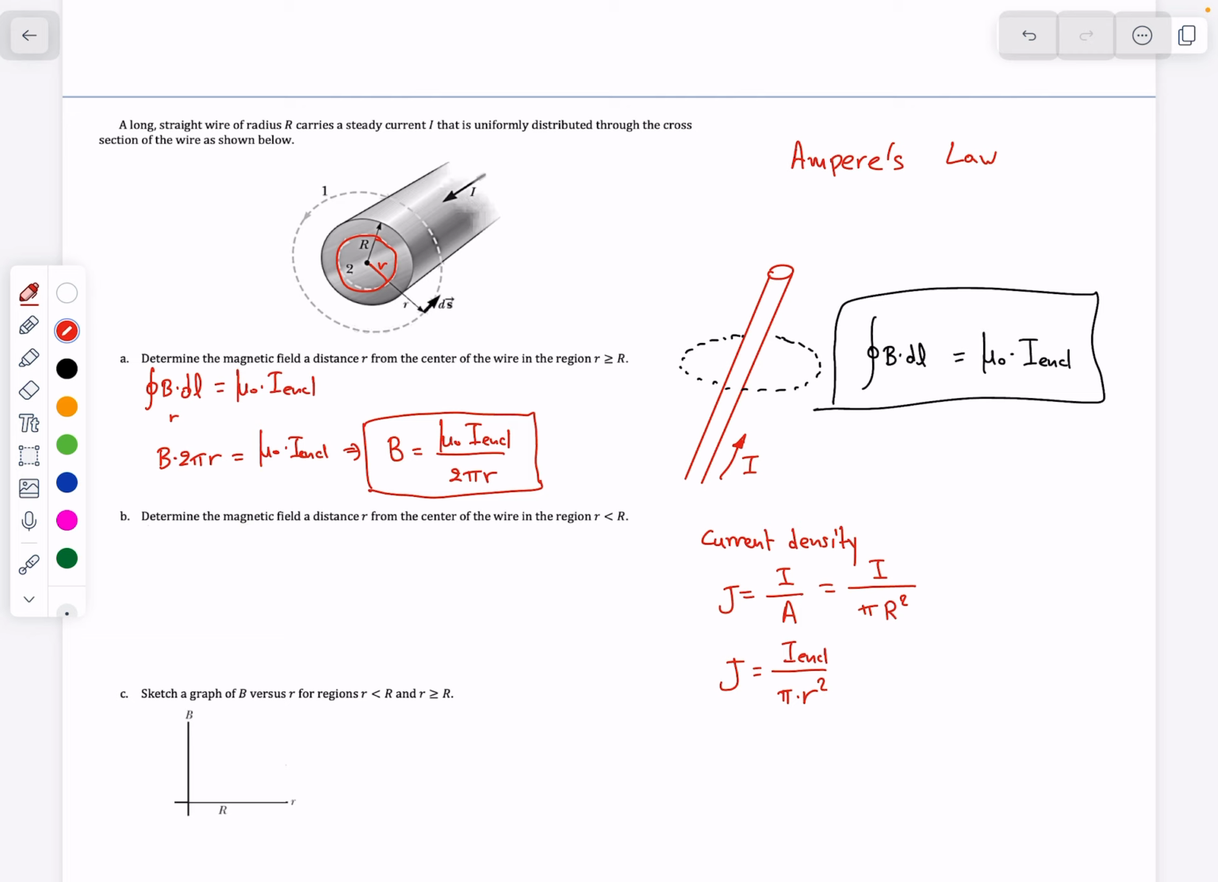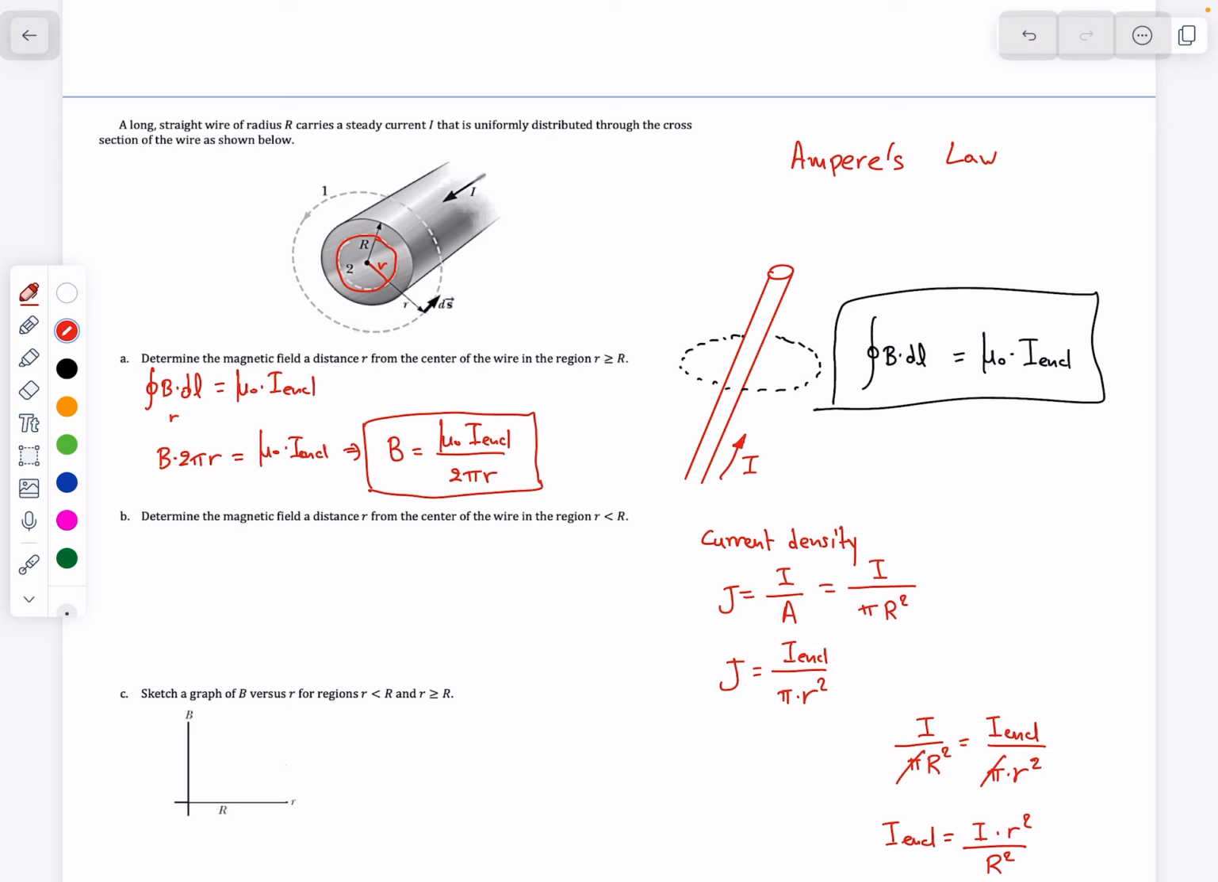These two factors will be equal because the current density is the same no matter where exactly on the wire we are. So we have I divided by pi R squared is equal to the enclosed current divided by pi small r to the power of 2. Pi and pi cancel, so the current enclosed is equal to I multiplied by small r squared divided by capital R squared.